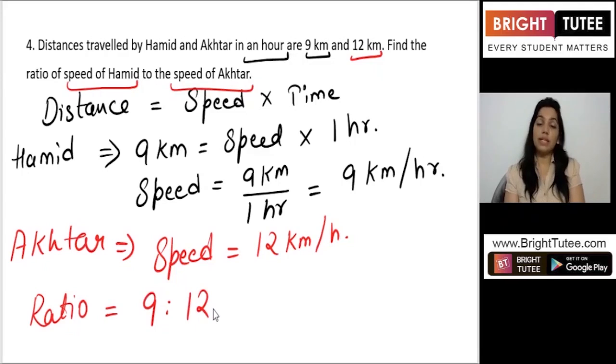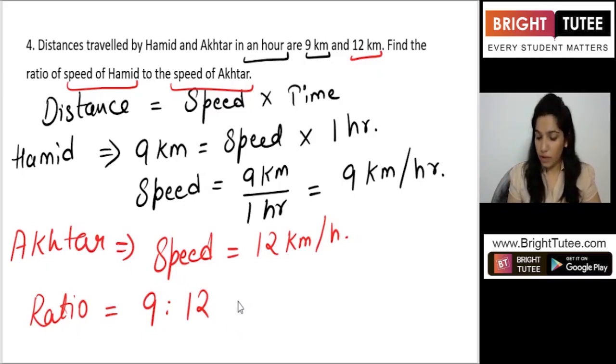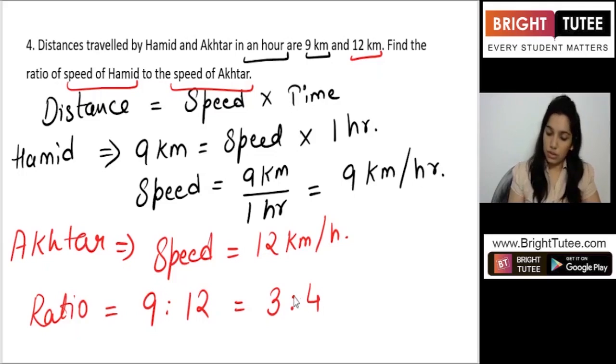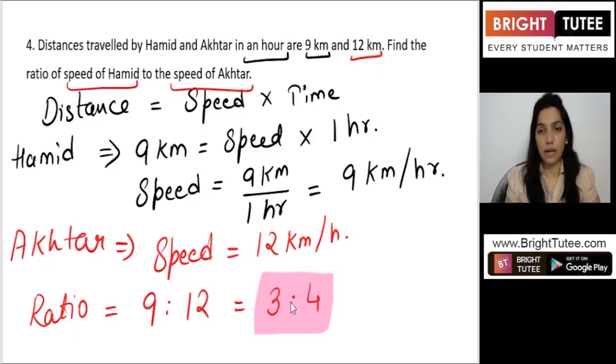Clearly, we don't write any unit with the ratios, right? In the same way that we don't write any unit with the fractions as well. Now, because both these numbers are divisible by 3, let us convert it into a simple form. So, dividing 9 by 3 gives 3 as the answer, and dividing 12 by 3 gives 4 as the answer. So, this is the lowest form of the equivalent ratio that we have calculated.